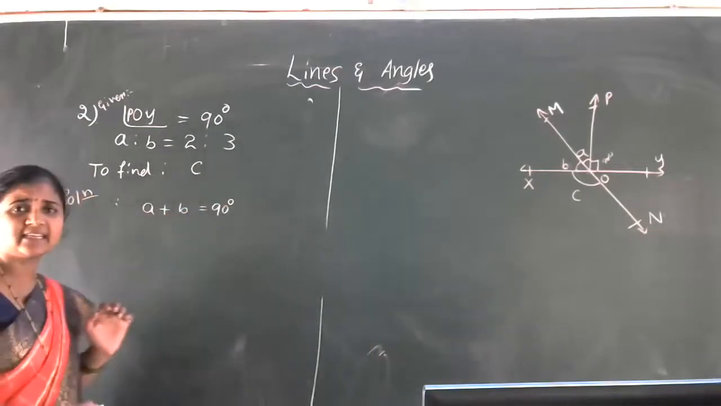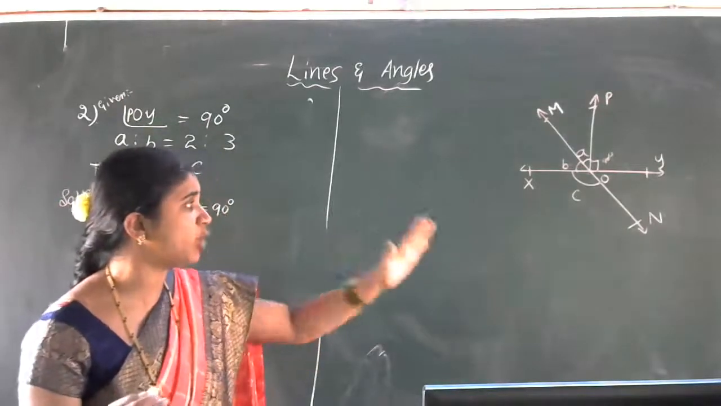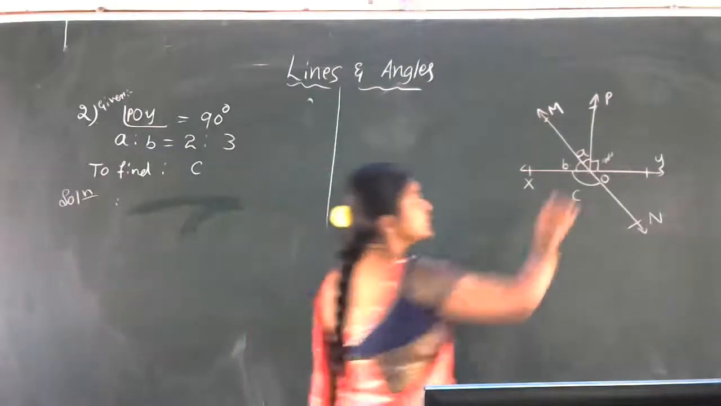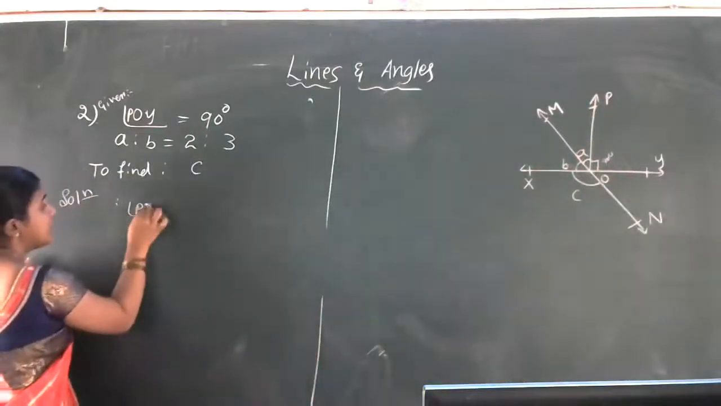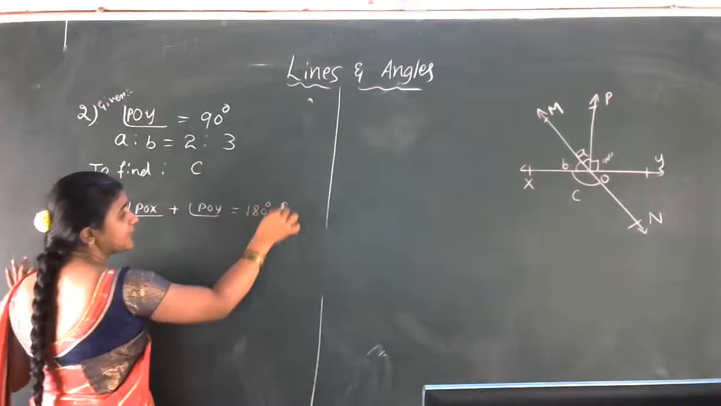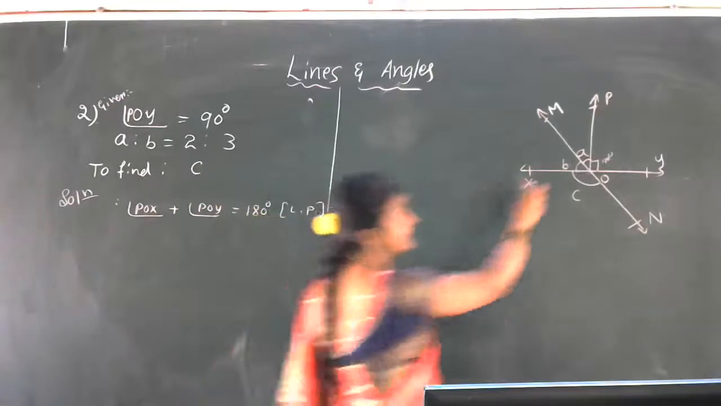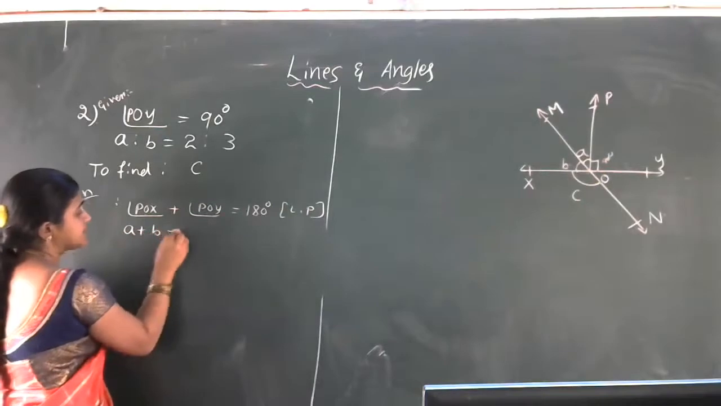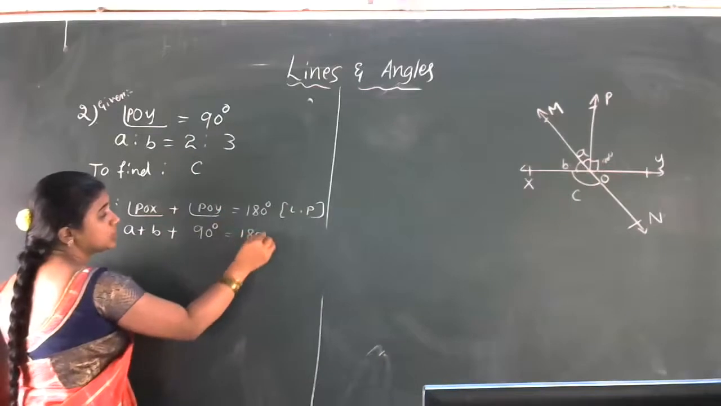Can I take like this, or you need the explanation from the beginning, that XOP and POY, POX? Otherwise, we'll start with the POX and POY only. So, are you observing this POX and POY? Linear pair angle. Angle POX plus angle POY is equal to 180 degree because these form a linear pair. Okay, POX is divided into two parts, A and B. So, I'll write POX as A plus B plus POY, that is 90 degree, which is equal to 180 degree.